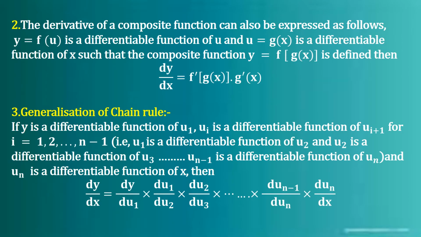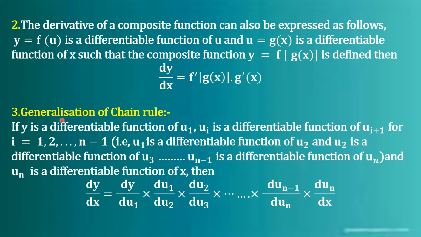Now we can express the derivative of the composite function in another way, that is dy by dx is equal to f dash of g of x into g dash x. That means f dash of g of x means derivative of f with respect to g of x, multiplied by derivative of g with respect to x.